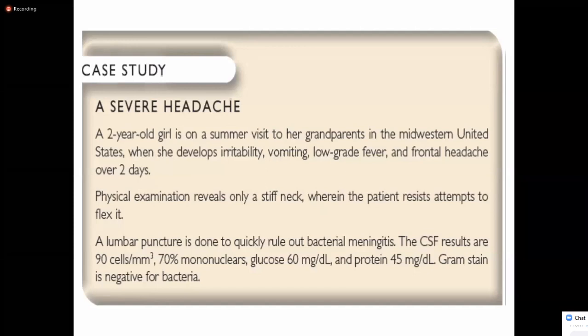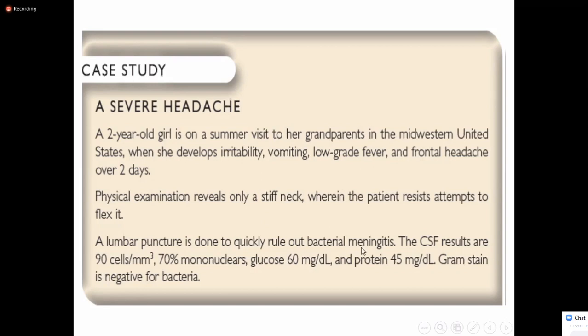Let us take a case study, and we said always we have to think about these case studies. A 2 years old girl spent a holiday with her grandparents. She developed irritability, vomiting, low-grade fever, and a frontal headache over 2 days. Physical examination: she has neck stiffness. That is to say, you cannot flex the neck. Such a picture, when you hear neck stiffness or stiff neck, may ring a bell to tell you this is a case of meningitis. Neck stiffness is one of the important signs of meningitis. So, as if the history is telling me that this patient is having meningitis.